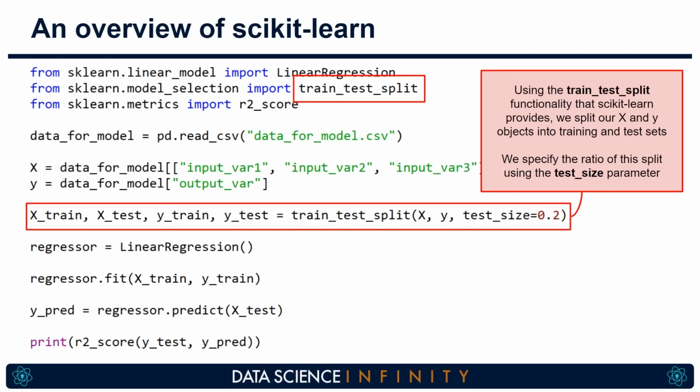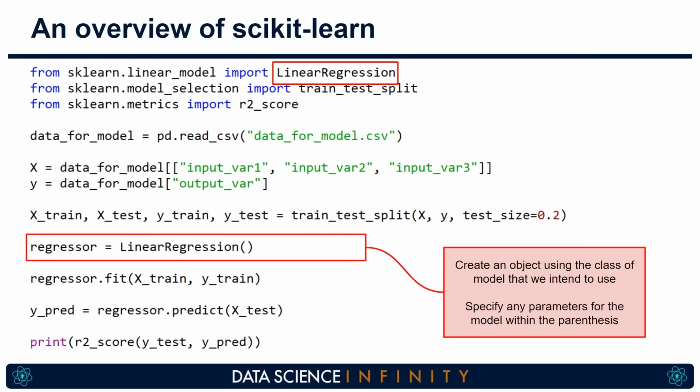Next, we split out our X and y objects into some training and test sets, and we do this utilizing the train test split functionality that we imported from scikit-learn at the top of our code. The way we use this is to list out 4 objects separated by commas, as these are the 4 outputs of the train test split function. Within the parentheses of this function, we feed in our X and y objects and we specify the ratio for this split. Here we've specified that we want 20% of the data to go into the test set, with the remaining 80% to go into the training set. Now we're at a stage where we've completed our setup, so let's get into the modeling steps.